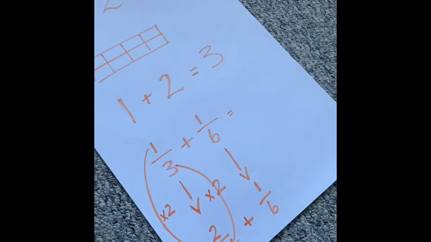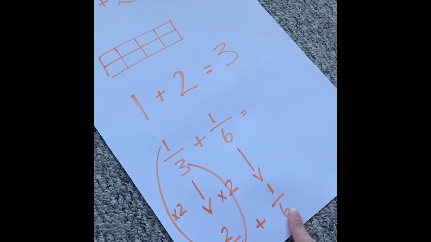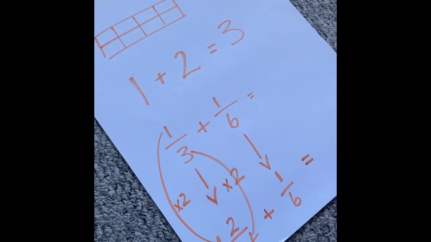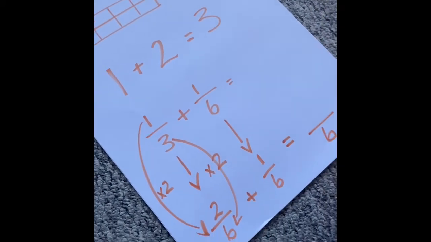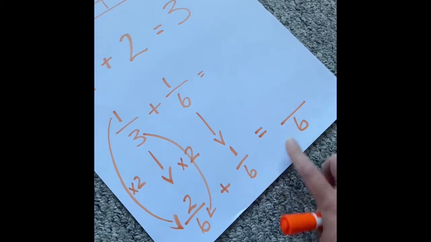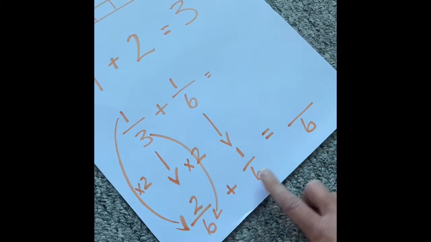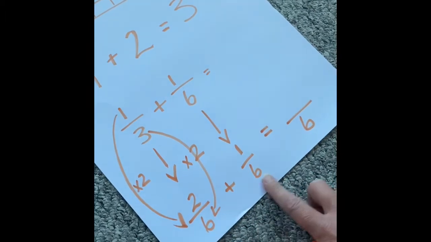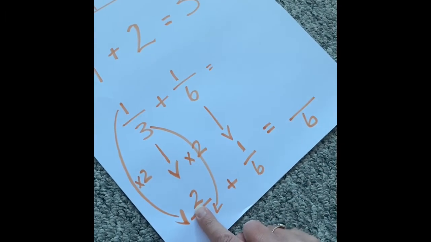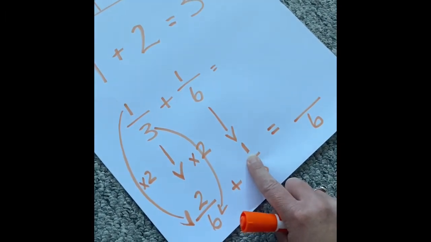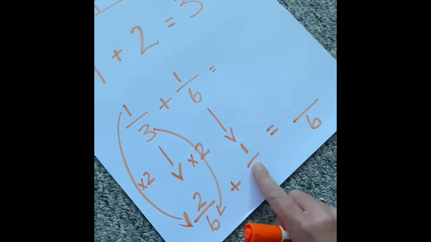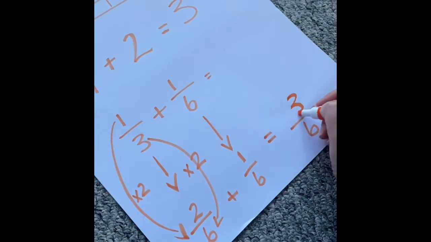So now I have 2/6 plus 1/6. Remember, I always keep my denominator the same. They are both 6. We don't add these together and get 12. They're staying as 6ths. 2 parts have been shaded here. 1 part has been shaded here. 2 plus 1 is 3.